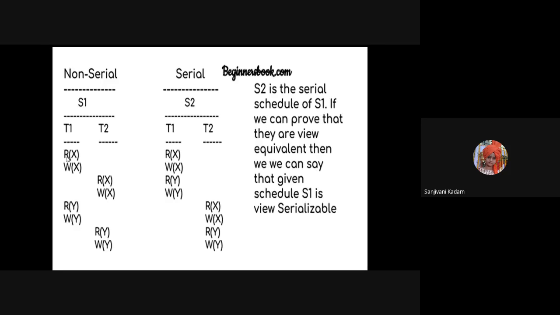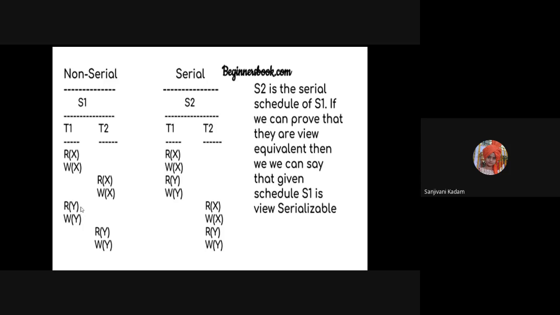The first condition says that if in schedule S1, T1 performs the initial read on a data item, then in S2 also, T1 should perform the initial read. In S1 T1 is performing read X, and in S2 also T1 is performing read X. That is done. Next, for Y, does the same condition hold? Yes, satisfied. In S1 the initial read of Y is done by T1, and in S2 also the initial read of Y is done by T1 only.